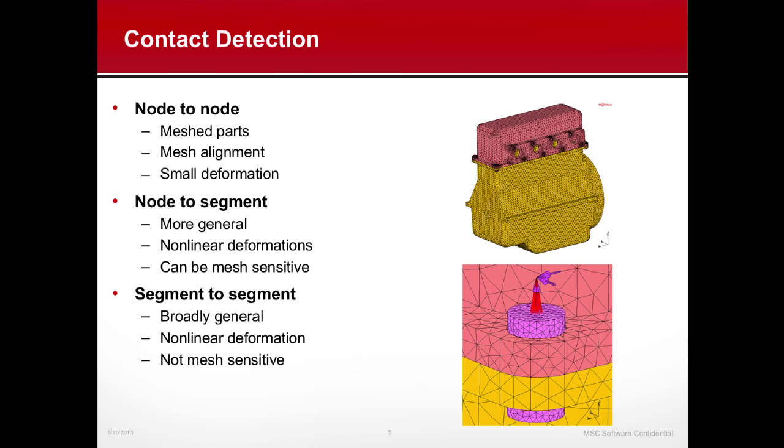And in a node-to-node approach, for example, a gap element method, contact is detected only between meshed parts. And so the meshes of these parts where the contact is being detected should be aligned, the nodes should be aligned so that the contact is detected properly. So you can see that this approach is limited to small deformations, and in the case of large deformations and a large amount of sliding, this method fails.